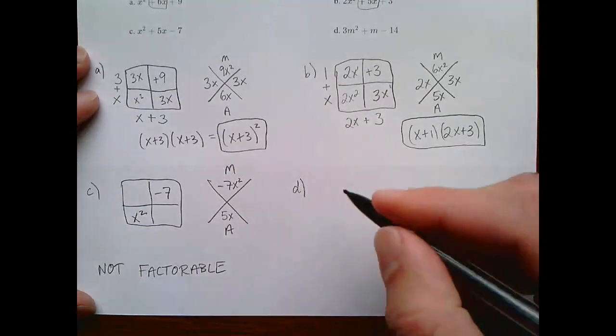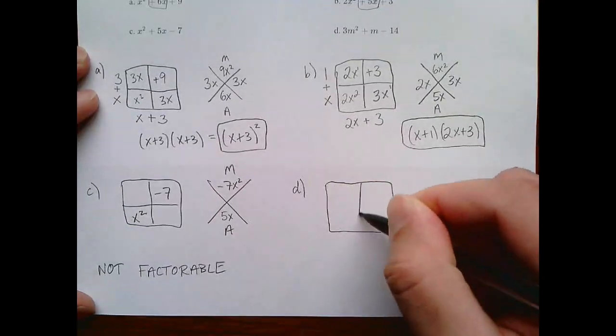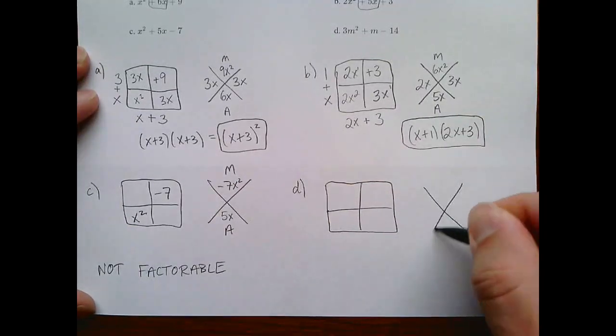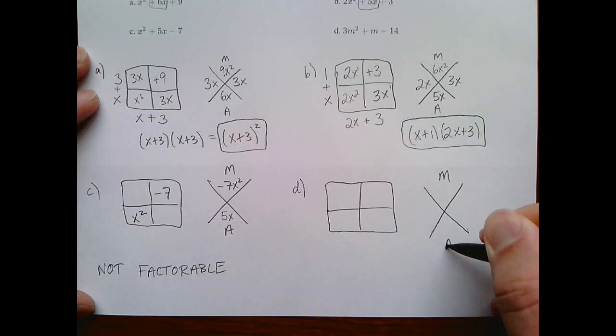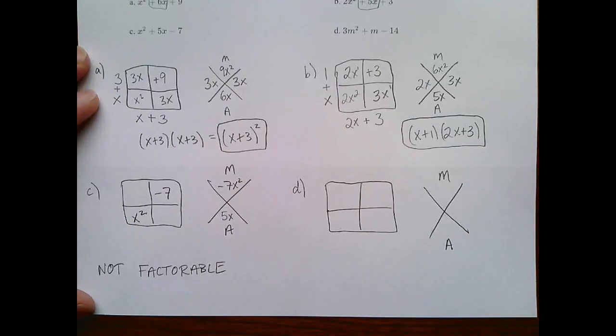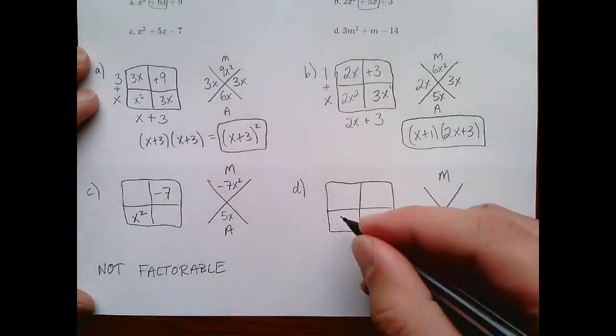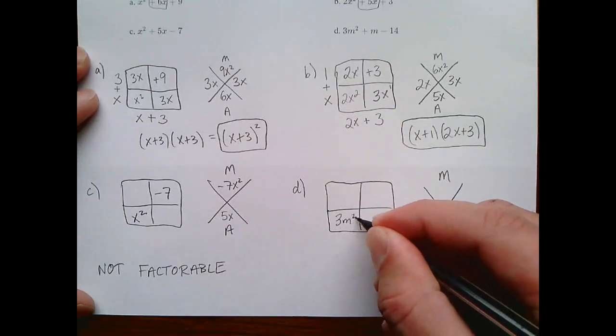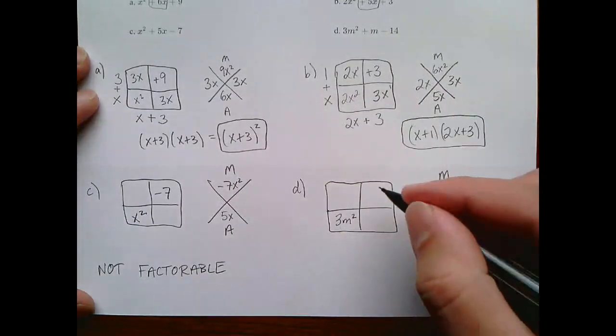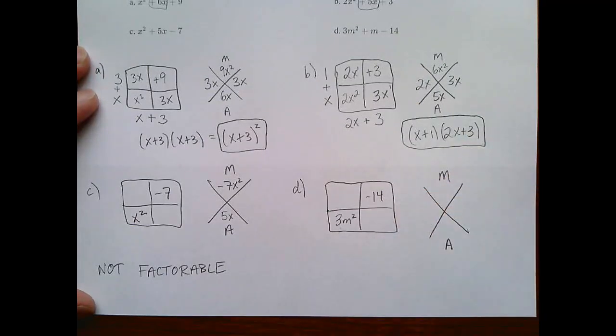How about D? Make a generic rectangle or box, make an X, two things that multiply and two things that add. Okay, so my quadratic term in 3m squared plus m minus 14 is 3m squared. It's going to go here on the bottom left. My constant term is negative 14. It's going to go into the top right.